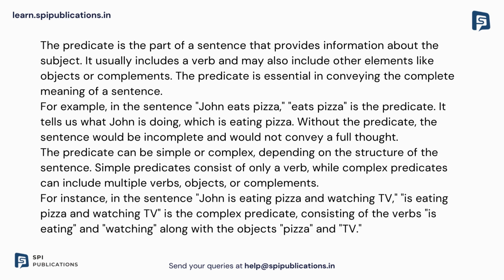The predicate can be simple or complex, depending on the structure of the sentence. Simple predicates consist of only a verb, while complex predicates can include multiple verbs, objects, or complements. For instance, in the sentence, "John is eating pizza and watching TV," "is eating pizza and watching TV" is the complex predicate, consisting of the verbs "is eating" and "watching" along with the objects "pizza" and "TV."